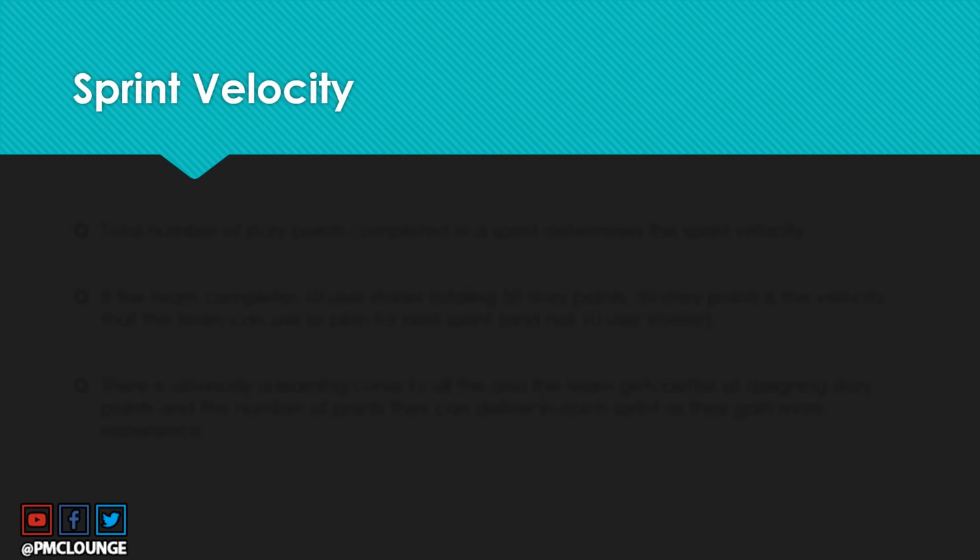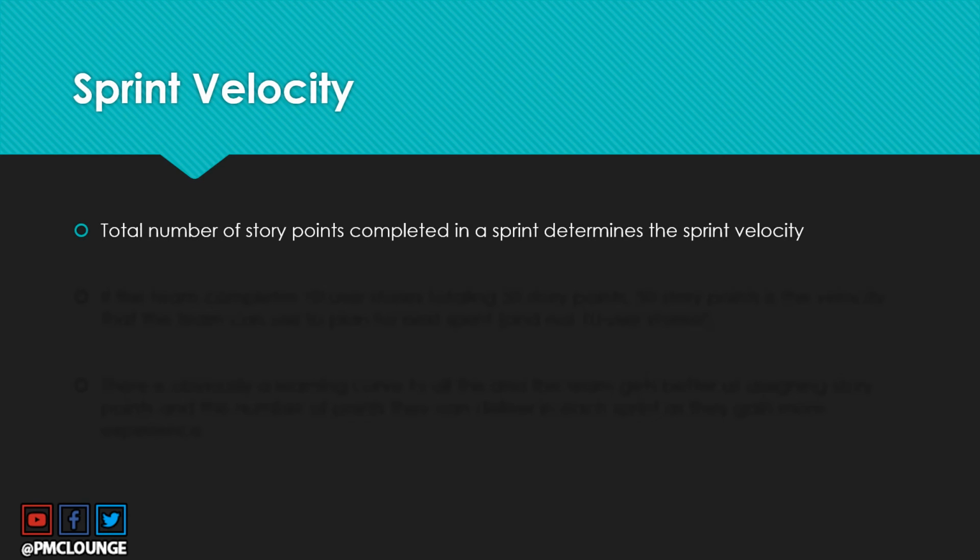So what exactly is sprint velocity? This is also a small concept which I thought we should discuss right now, since we are talking about story points. The total number of story points completed in a sprint determines the sprint velocity. As simple as that. You don't have to use any mathematical formulas to calculate sprint velocity. The total number of story points that the team has completed, that is what sprint velocity is.